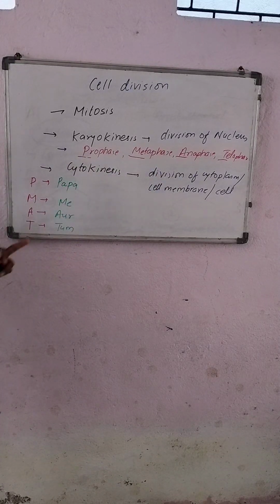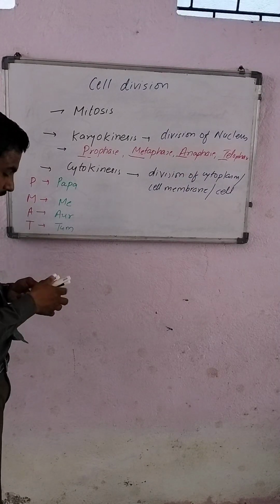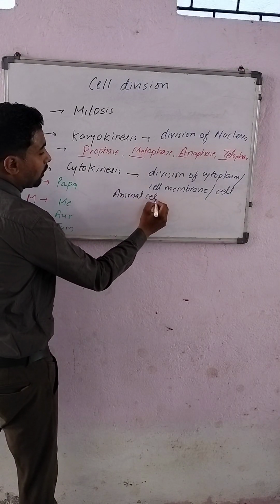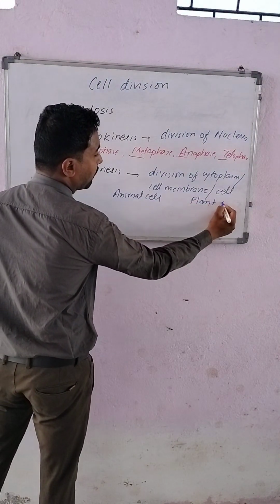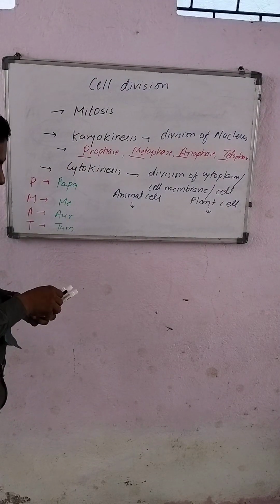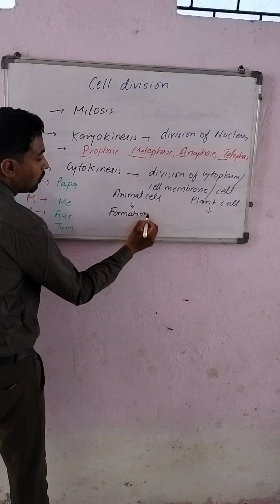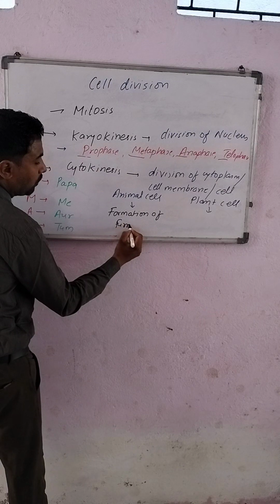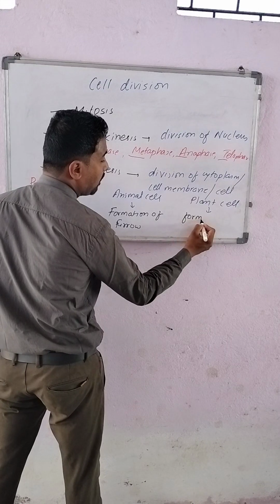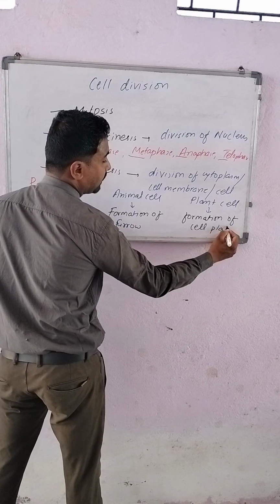Now, cytokinesis means division of the cytoplasm. It occurs differently in different types of cells, if we talk about animal cell or plant cell. In animal cell, it occurs by the formation of a furrow. While in plant cell it is the formation of a cell plate.